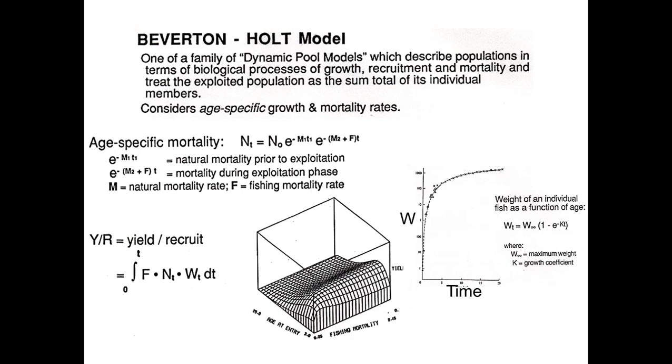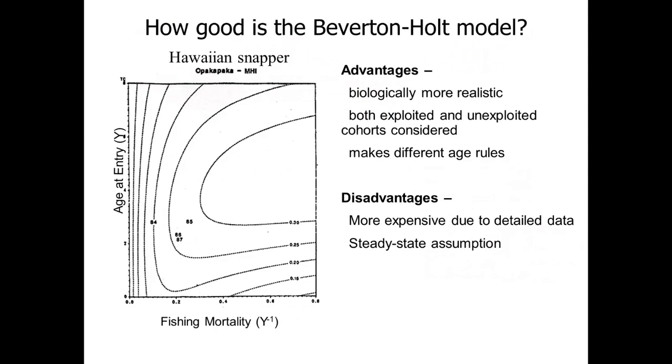This considers age-specific growth and mortality rates, and it has to use specific stock assessments and estimates of recruits. It has a more complicated equation and modeling. It's known as the Beverton-Holt model. How good is it? This is just an example of what a graph looks like as opposed to the Schaefer MSY model that I showed you.